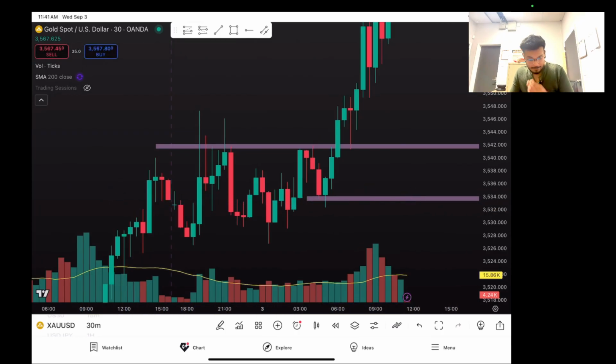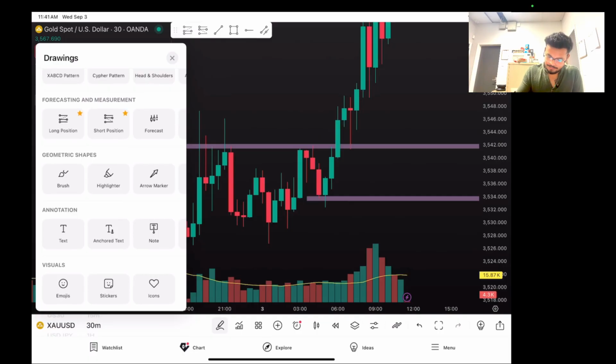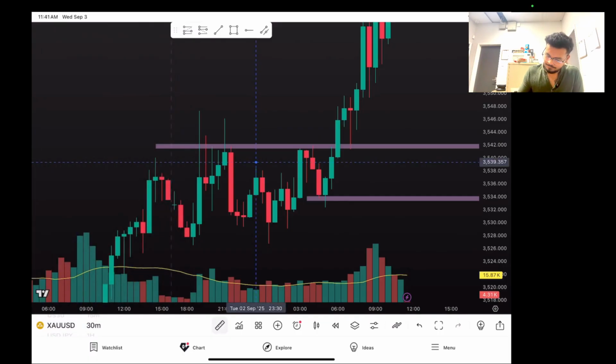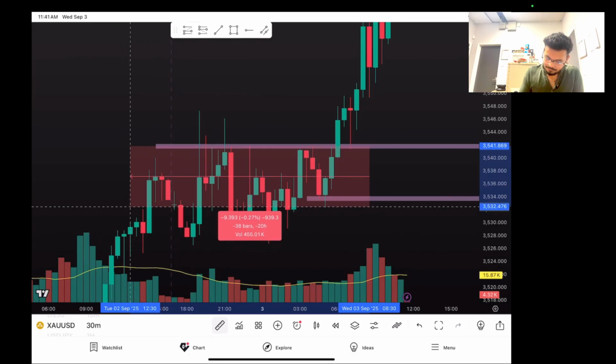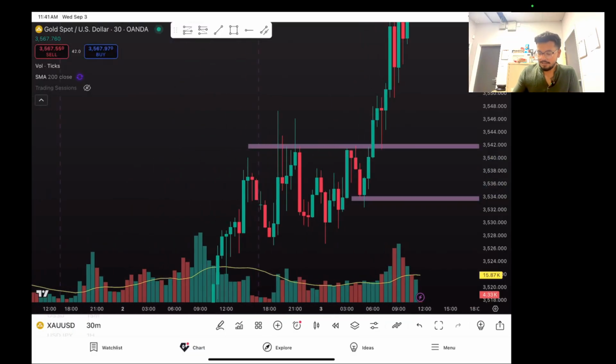So as we can clearly see, price is ranging, going up to the resistance, takes rejection, comes back to our support, and has been doing that for, I don't know, a few hours. Let's measure that. Price has been in this range for the past 20 hours, my friend. So that's another thing to consider.